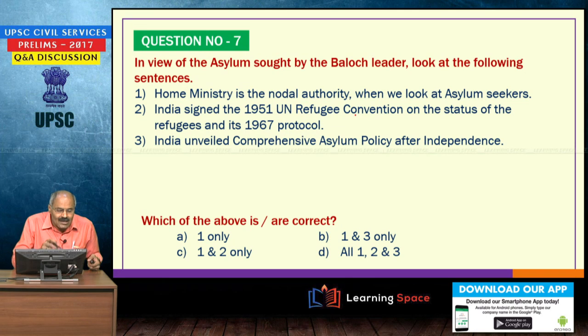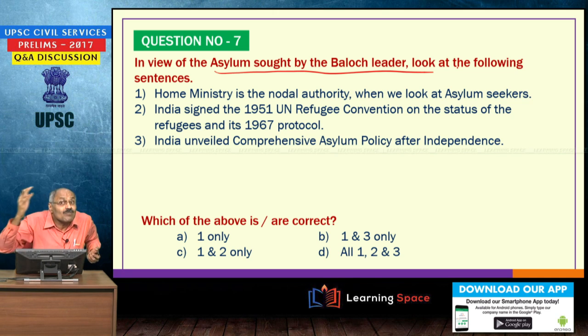Then the next one is, in view of asylum sought by a Baloch leader during 2016-17, Balochistan is in the news. A question is expected on Balochistan. I told you several times, Balochistan is a province of Pakistan. Pakistan has 4 provinces. Now it is planning to make Gilgit-Baltistan the 5th province, and Balochistan has an international boundary with Afghanistan and Iran. That is very important, and please look into this.